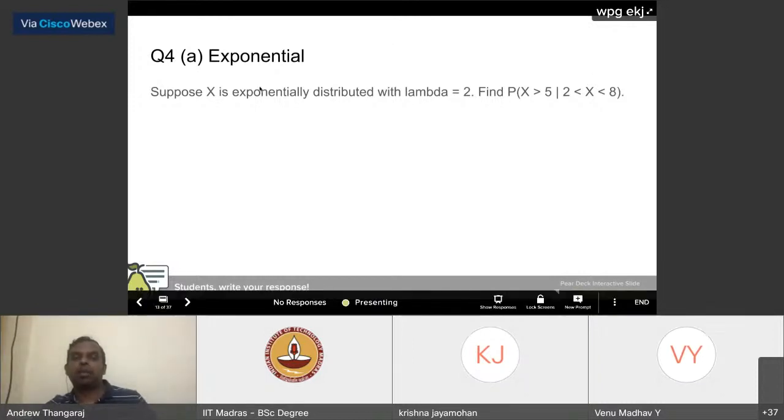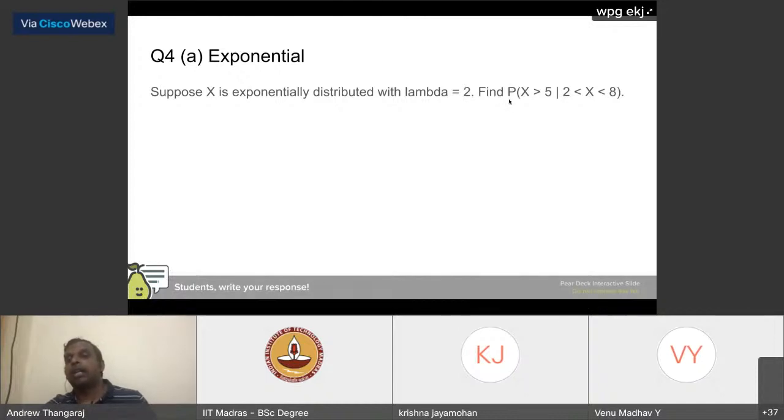So once again, x is exponentially distributed with lambda equals 2. Okay, find probability. So remember, sometimes mean will be given instead of lambda, and don't use it blindly. Watch out for whether mean is given or lambda is given. If mean is given, what should you do to find lambda? Mean is 1 by lambda. Okay, so be very careful about it. That's a mistake that students often make.